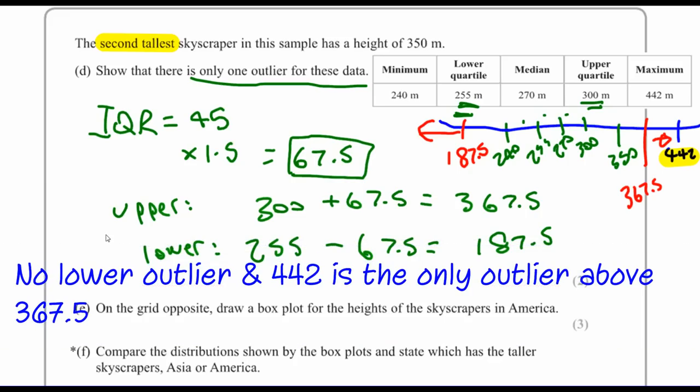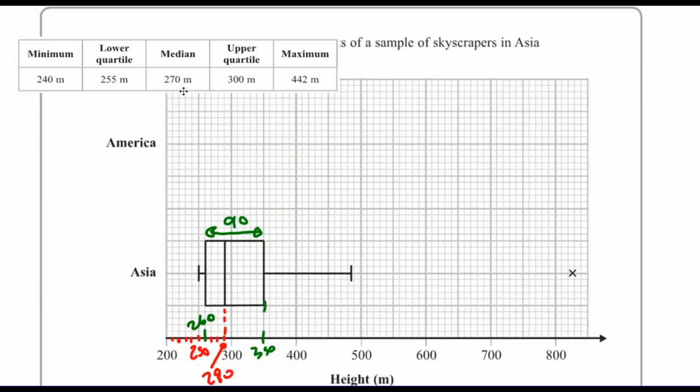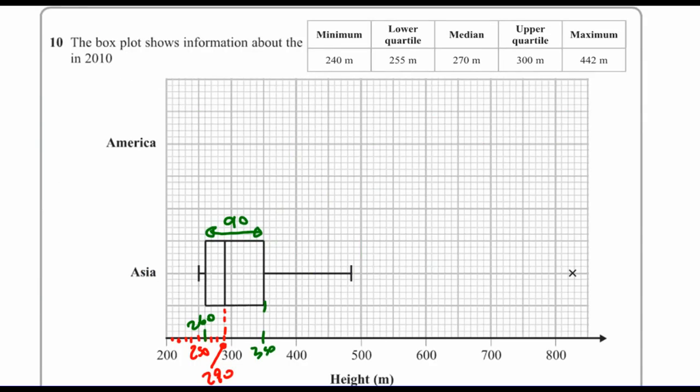Okay. Part C. On the grid opposite, draw a box plot for the heights of the skyscrapers in America. So let's take this table back again and let's draw the box plot. We want the minimum, which is going to be at 240. We've already labelled some stuff on, but we know that 240 is here. Let's make it very similar to the last one. So 240 minimum, maximum 442, so 400, that's 450, that's 440, so 442 is just a little bit into this there. Done. Upper quartile 300.